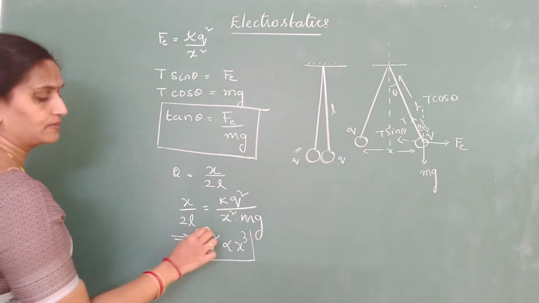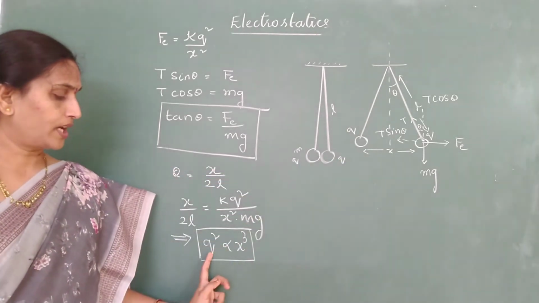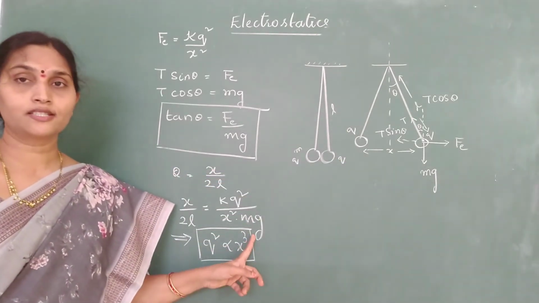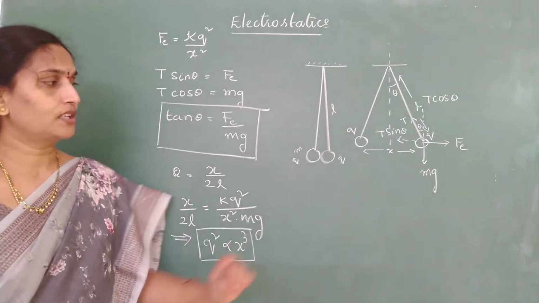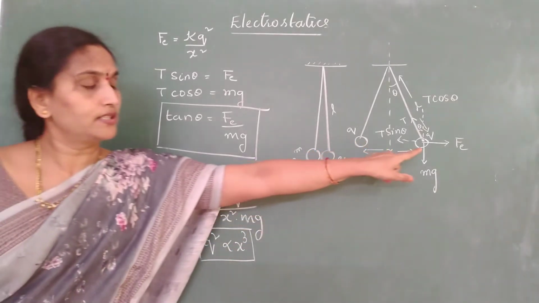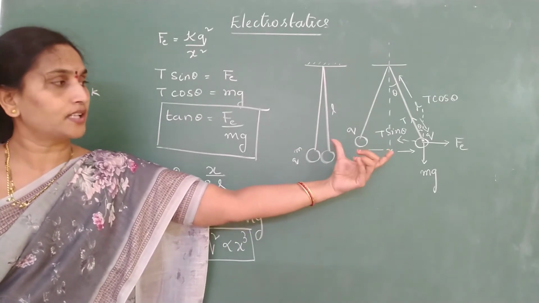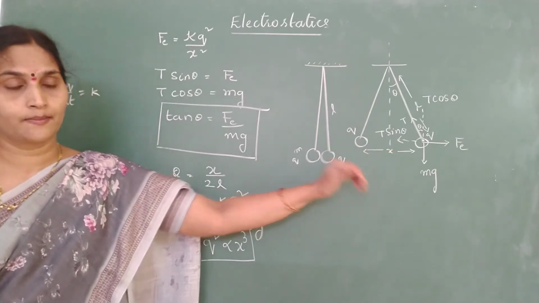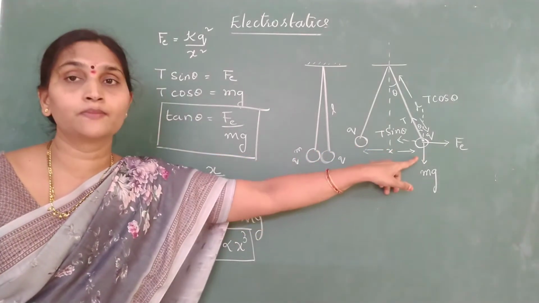Remember this relation. How is charge related to distance between the pendulums? Square of charge is proportional to cube of distance between them. Because based on this, you may get one more question like this. Say if they give you a question, if charge starts leaking at a constant rate, that means pendulums are losing the charge at a constant rate, what would happen to the distance between the two particles? They start approaching each other. Then with what speed do they approach each other? If dq by dt is constant, find the speed with which the pendulums approach.